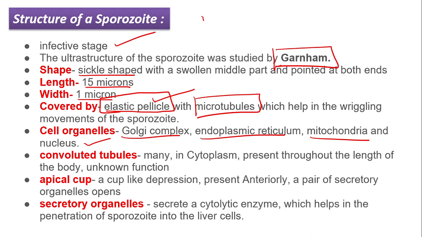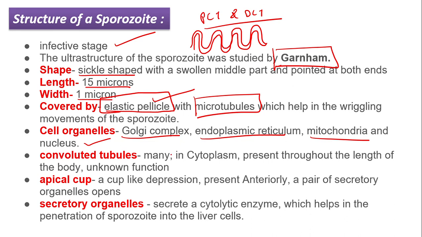Convoluted tubule. Class, convoluted, like PCT and DCT. You must have studied this in the nephron in 10th standard. It looks like this. We call it a convoluted tubule, right? There are many, present in the cytoplasm throughout the length of the body, and the function is unknown. Then it has an apical cap. Now, if you see, there is a depression here. So it has a cup-like depression.